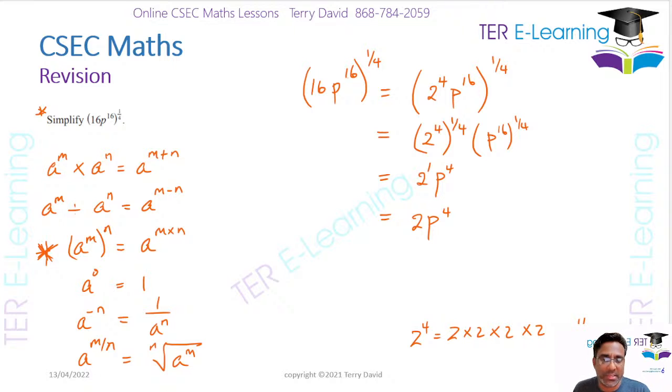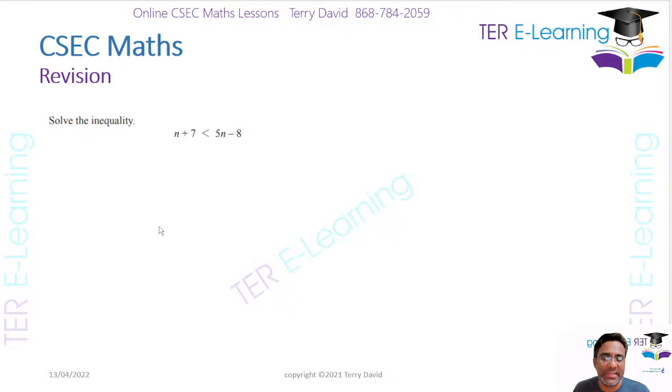Alright, so let's move along. I have an inequality here that I want to solve. n plus 7 is less than 5n minus 8. So what I'm going to do is carry all my n's to one side. So this is going to be n minus 5n is less than minus 8 minus 7. So n minus 5n is going to give me minus 4n, less than minus 8 minus 7, which is going to give me minus 15.